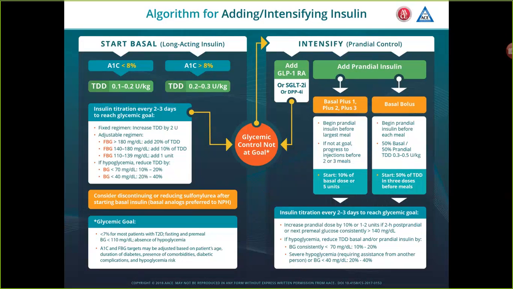And then if they're not at goal just on the basal, then you'll want to add prandial insulin or mealtime insulin, or it says you can add a GLP if they're not on one. And then it gives you ideas on how to start mealtime insulin.